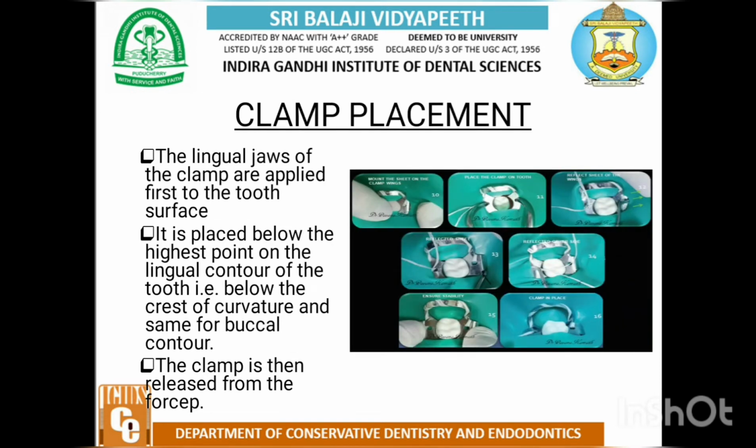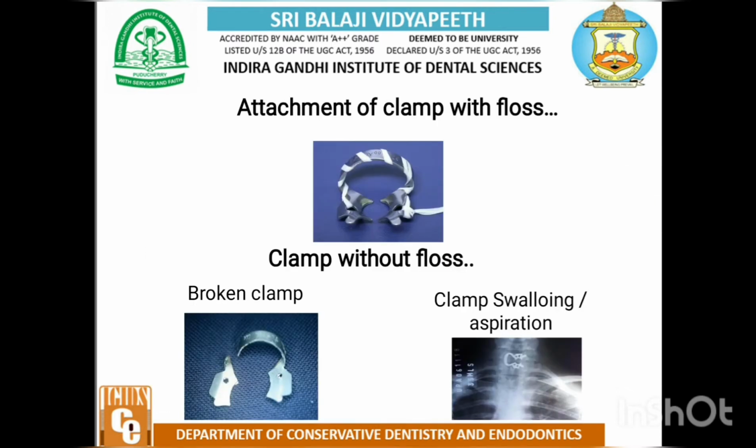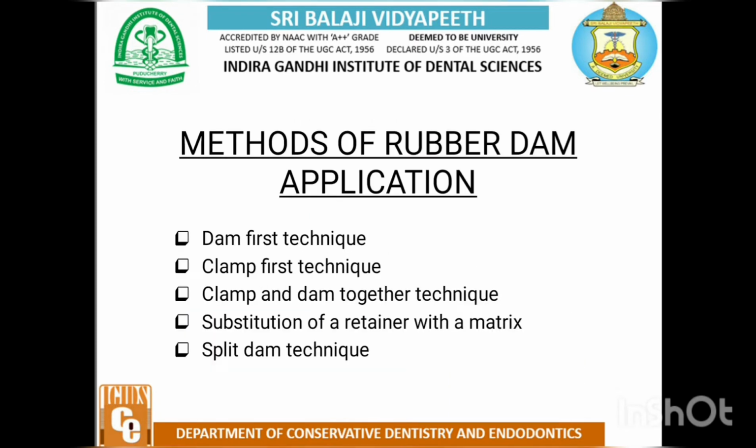Clamp placement. The lingual jaws of the clamp are applied first to the tooth surface. It is placed below the highest point on the lingual contour of the tooth, that is, below the crest of the curvature, and the same for the buccal contour. The clamp is then released from the forceps. It is ideal to place a floss with the clamp in order to avoid breakage of the clamp or clamp swallowing or aspiration.